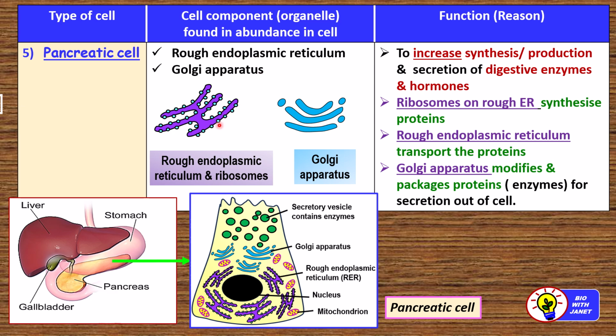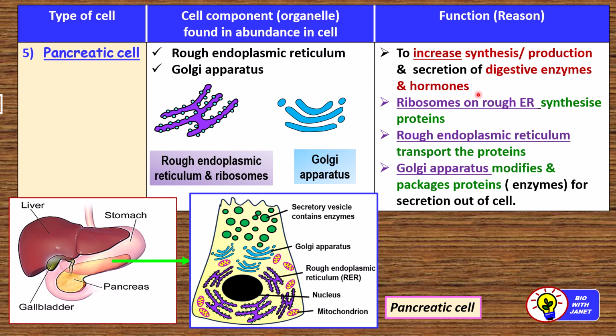The rough endoplasmic reticulum looks like this. It has ribosomes attached to its surface, and the Golgi apparatus looks like this, with parallel structures like this here, and some vesicles at the side. So you have to recognize and know how to draw these two organelles. Now, the function. Why do pancreatic cells have a lot of rough endoplasmic reticulum and Golgi? In order to increase the synthesis or production and also the secretion of digestive enzymes and hormones.